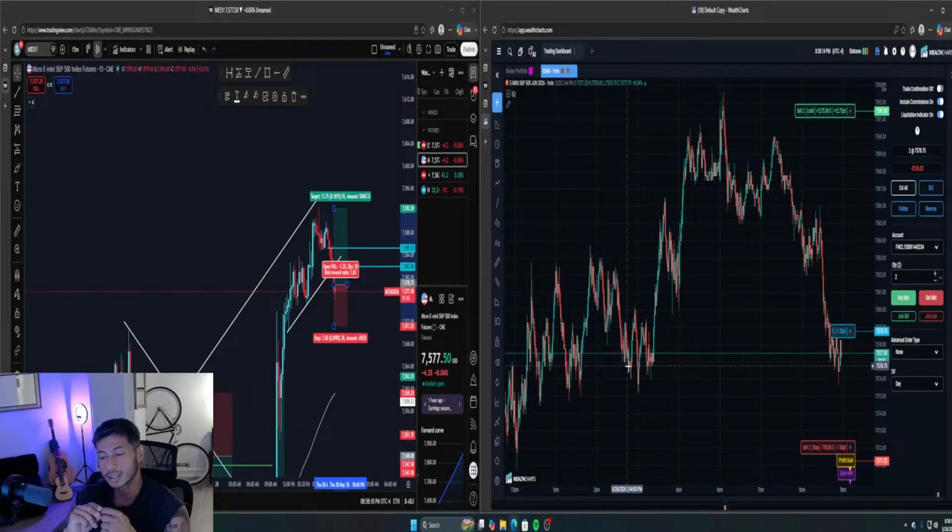Price is just sitting here at this 5-minute EMA, guys. So I guess we have to wait for China to open up here, and let's see what that first 15 minutes does. Let's see what we're looking like at 9:15. That'll give us a better idea.